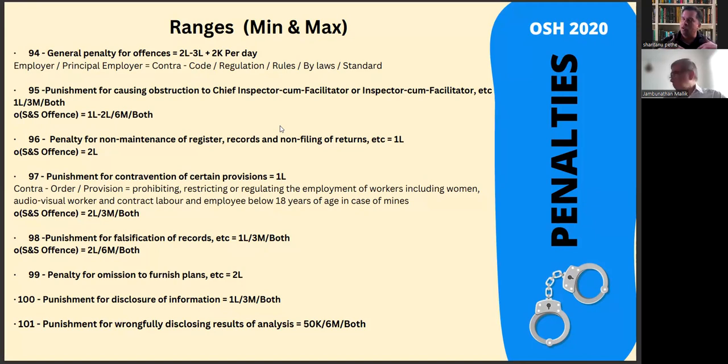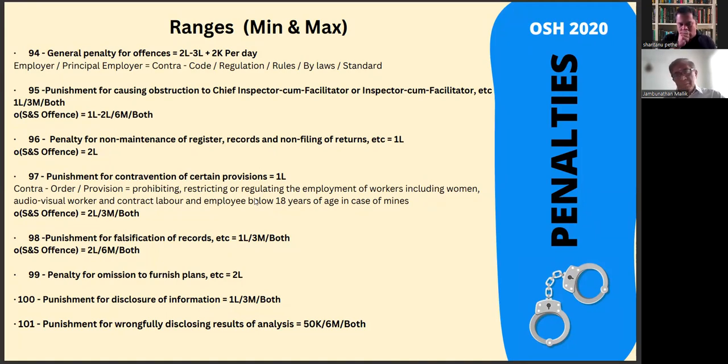Now, when you set up your establishment, you have to give the proper plan of your establishment, the production facility, everything. And if you fail to give this information, then there will be a penalty of 2 lakh.